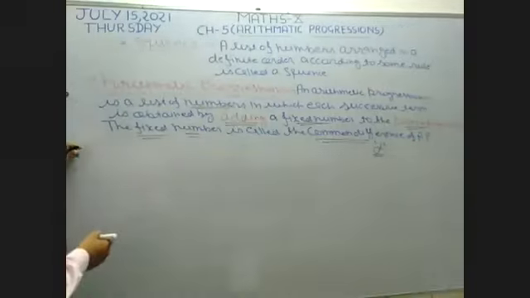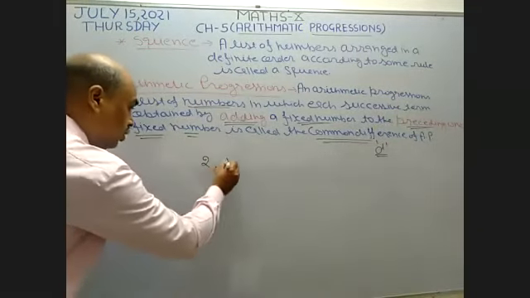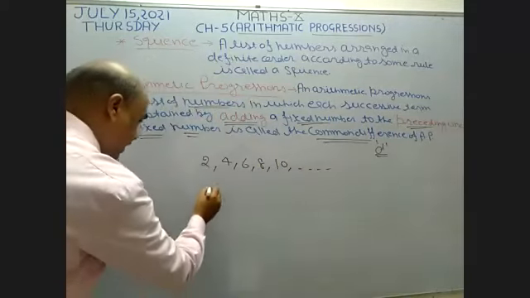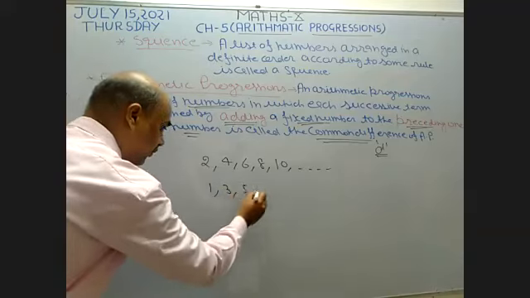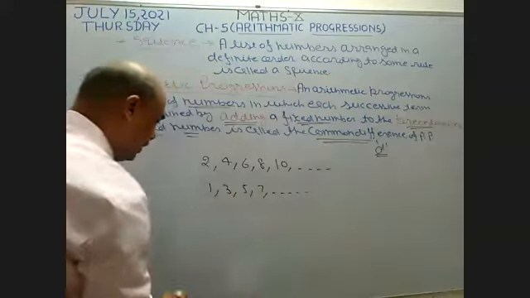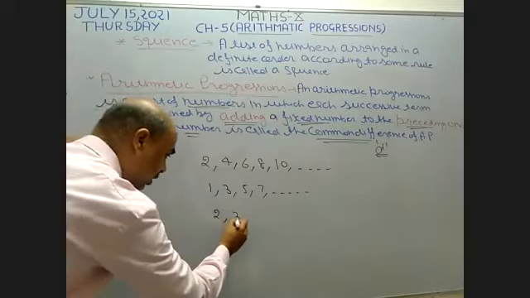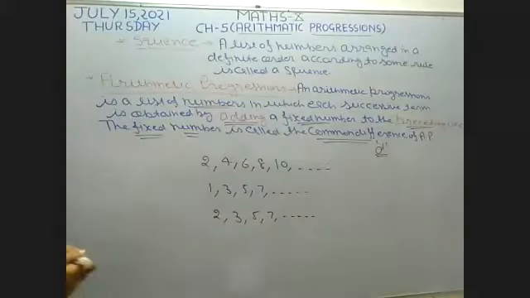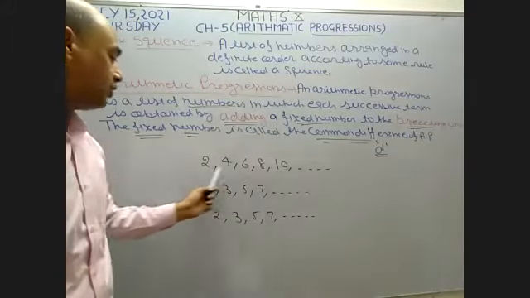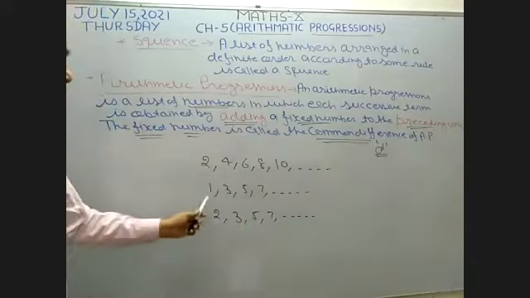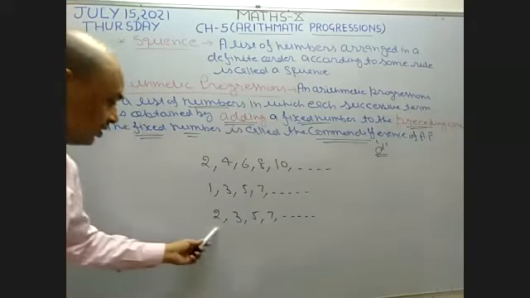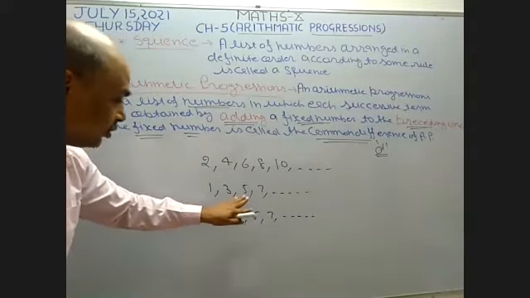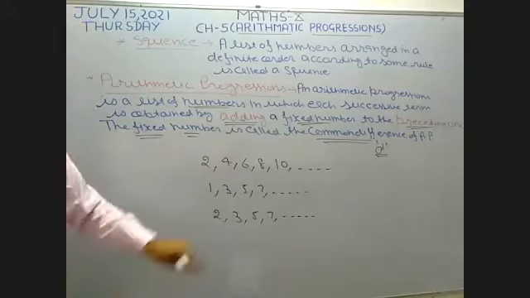So I am going to write some sequences here. I write 2, 4, 6, 8, 10, and so on. I write 1, 3, 5, 7, and so on. I write 2, 3, 5, 7, and so on. This is the sequence of even numbers. This is the sequence of odd numbers. This is the sequence of prime numbers.